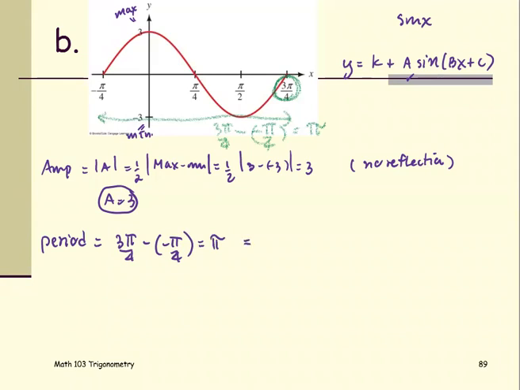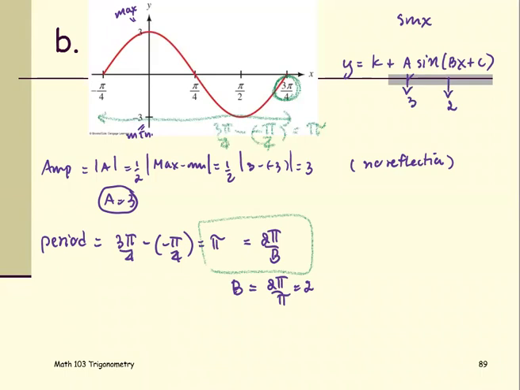And the formula to compute the period is 2 pi divided by b. Now we're going to solve for b. From the equation that we set up, we cross multiply. So b equals 2 pi divided by pi, which is 2. So we have a equals 3 and b equals 2 so far.